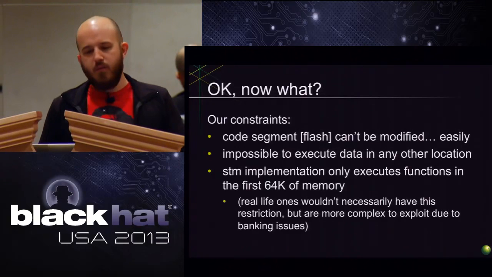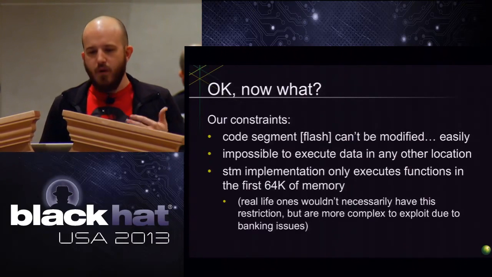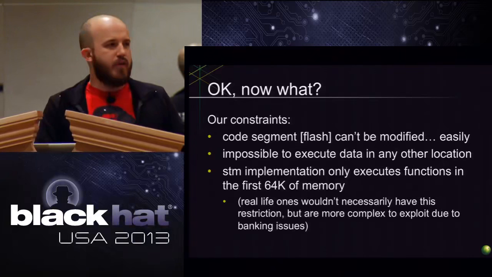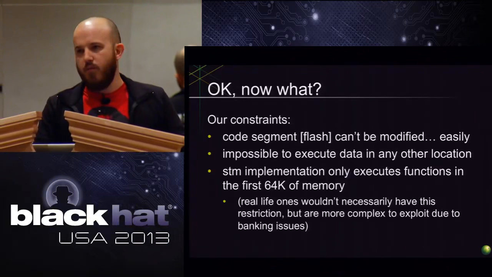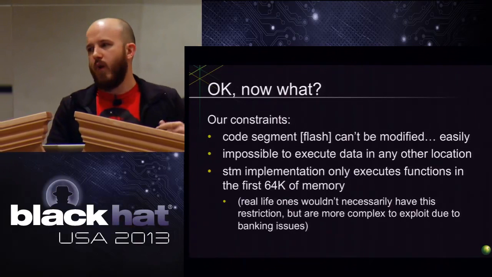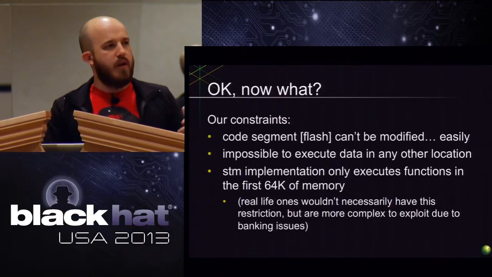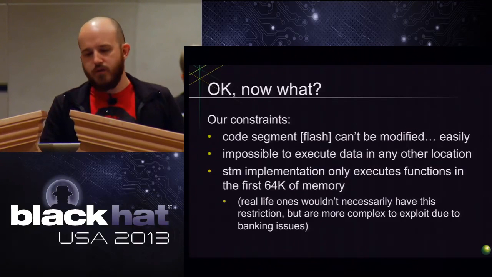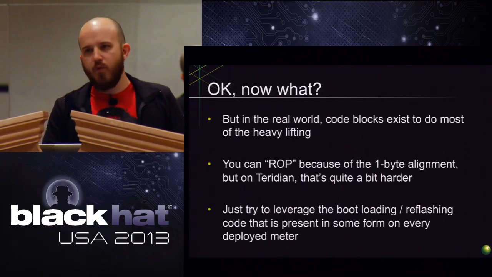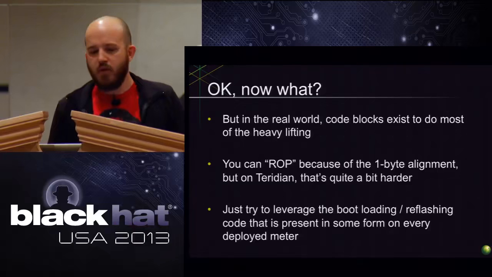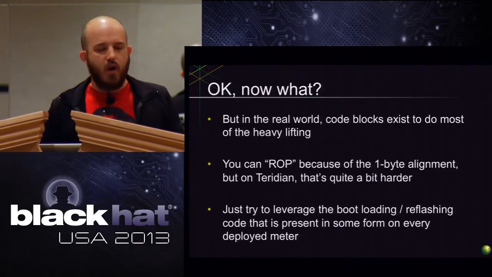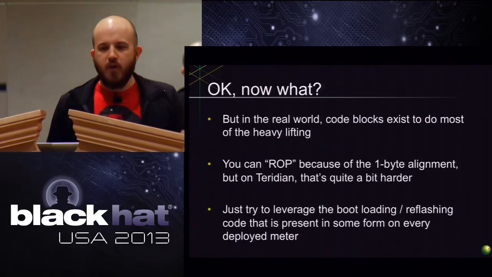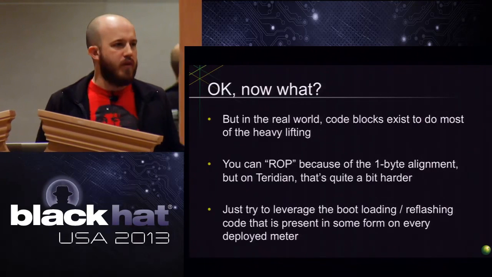Well, we can't modify flash directly, we already know that. We can't execute data anywhere else. This implementation only executes functions in that first 64K, which makes things more difficult, especially if you're trying to do something ROP-like, taking advantage of the 1-byte alignment. And then additionally, you've got all the banking issues. But again, real life scenarios come to the rescue. Even though architecturally that could be really hard, those are the same problems the code has to solve for itself, so code blocks exist that do most of the heavy lifting.